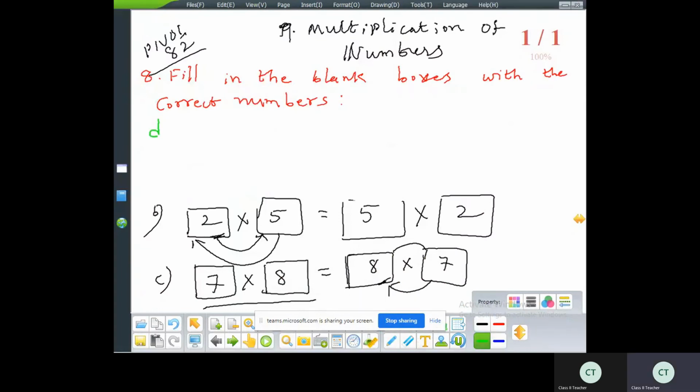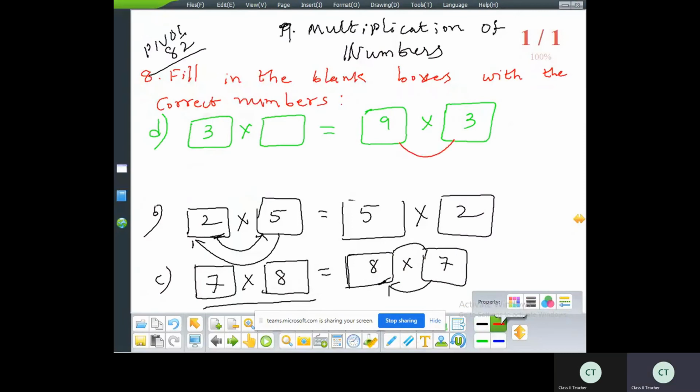Now final question D1 from A. Here 3 into a box, we don't know what number is in this box, is equal to 9 into 3. On the left hand side we have an empty box. On the right side, two boxes are filled by numbers or digits. First find this product.